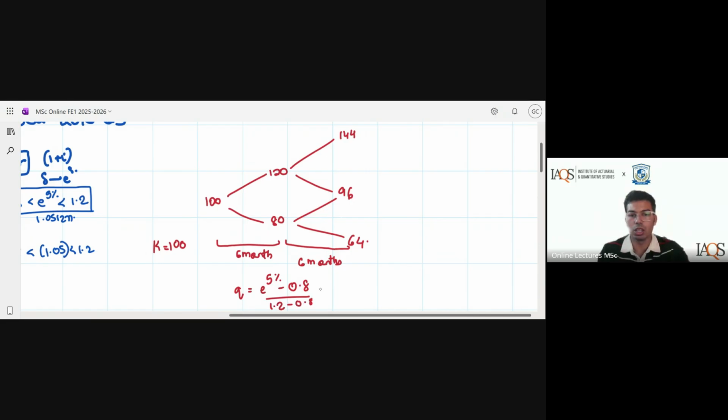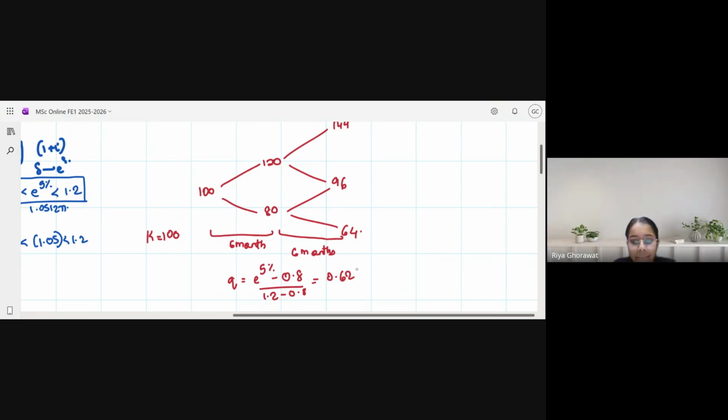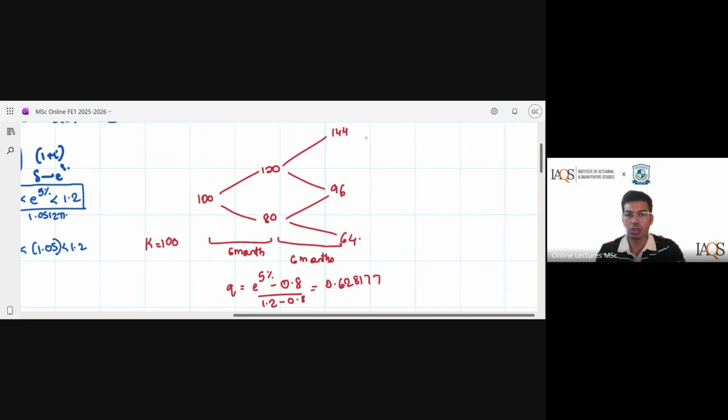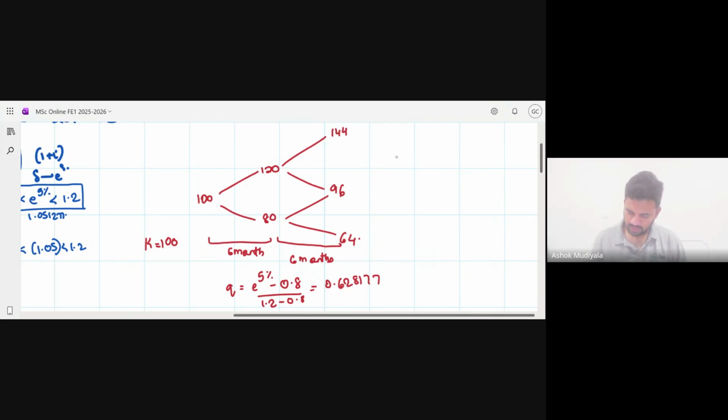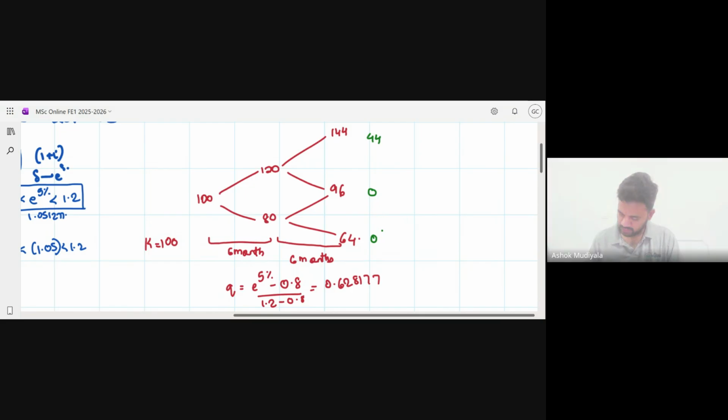Take some time, solve it. The answer is a bit different. What's the value of Q that you're getting? 0.628177. Yeah, same. Right. What's the payoff at 144? 44. 44 is the payoff. 44 multiplied with Q. Probability, and 26.3 is the value.